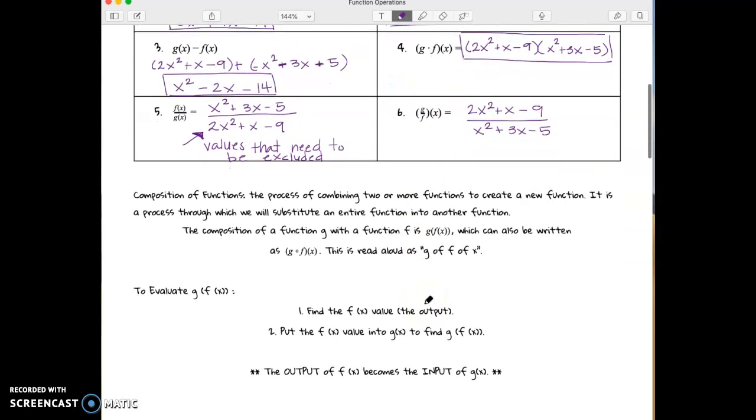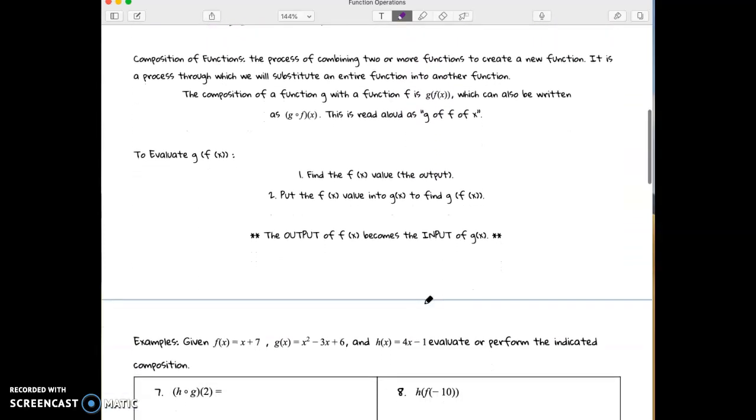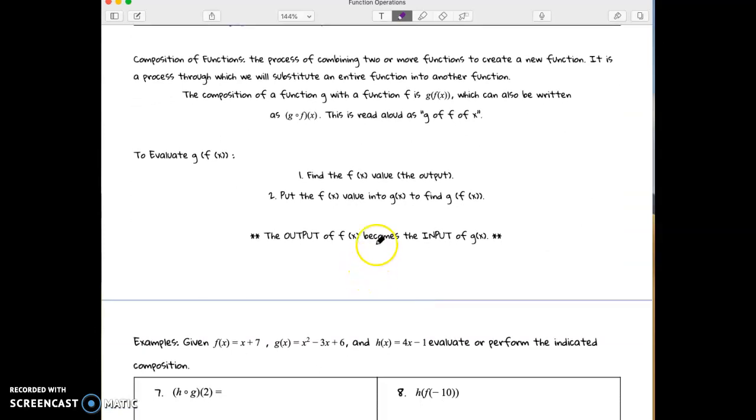The last operation that we need to learn is composition of functions, and we looked at an example of this in our warm-up the other day. So it's the process of combining two or more functions to create a new function, and we're going to substitute an entire function into another function. The notation is written two different ways. So we can have g and then inside parentheses f of x, because remember, this is the input. So this tells me that I'm inputting f into the function g.